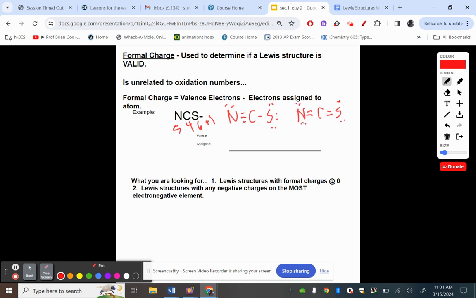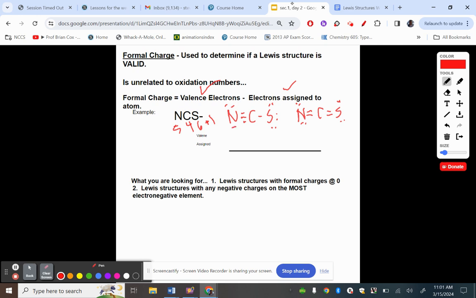Okay, so for this one, the question is which is a better one? Should I put the triple bond on the end, or should I put 2 double bonds in? And the way you do this is you take the valence electrons minus assigned. So assigned, for every single bond, you assign 1 atom, and for every unpaired electron, it counts as 2. So for example, in this one over here, and you do this per atom.